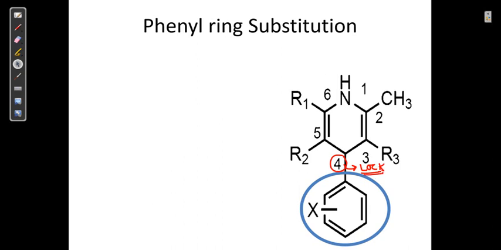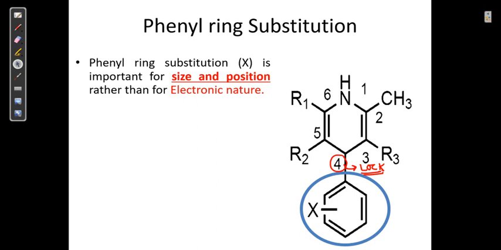A lock is very important. If we lock our room with a small lock and a very large lock, then the size of the lock is important. The shape of the lock is not important at all. So I can say size: how big the lock is, and where you have kept the lock. That is very important. There is no effect of electronic nature.